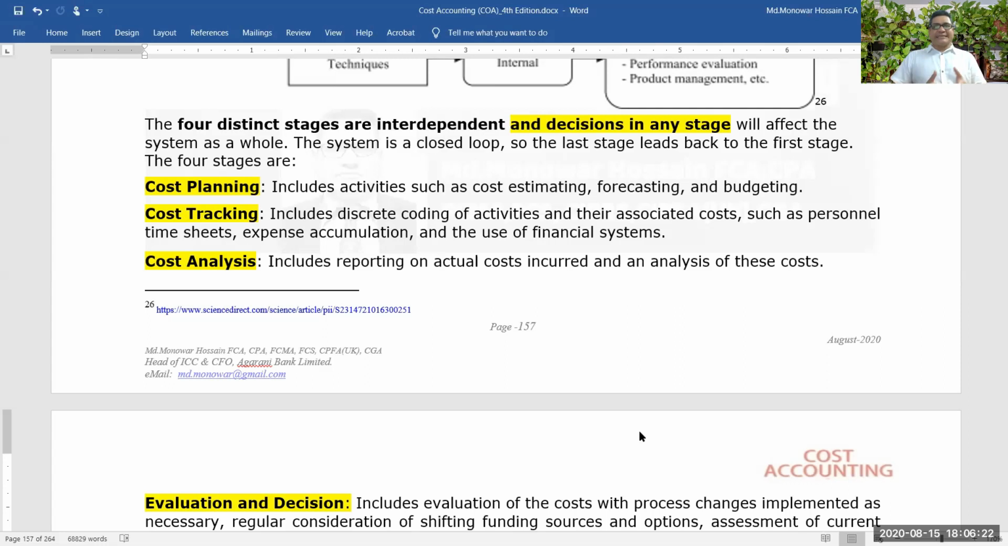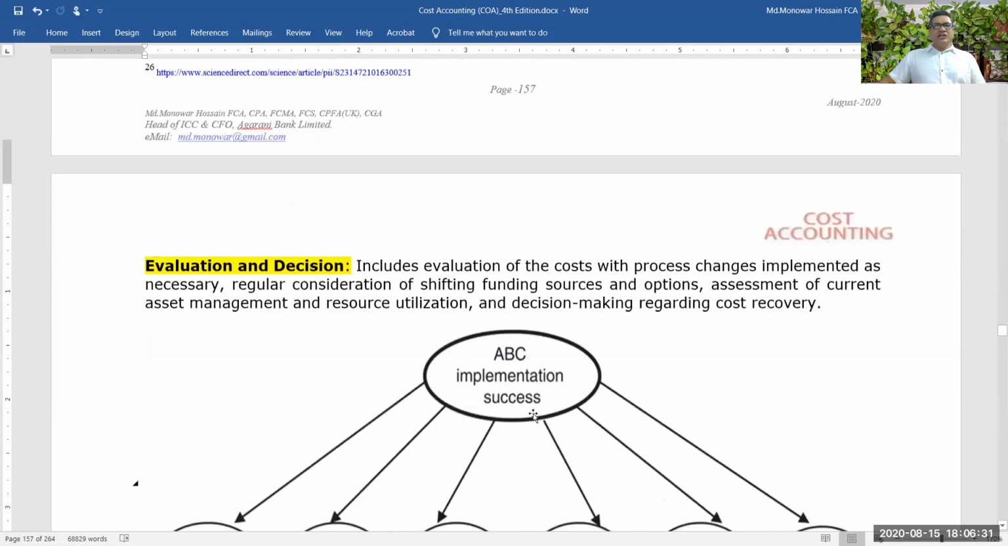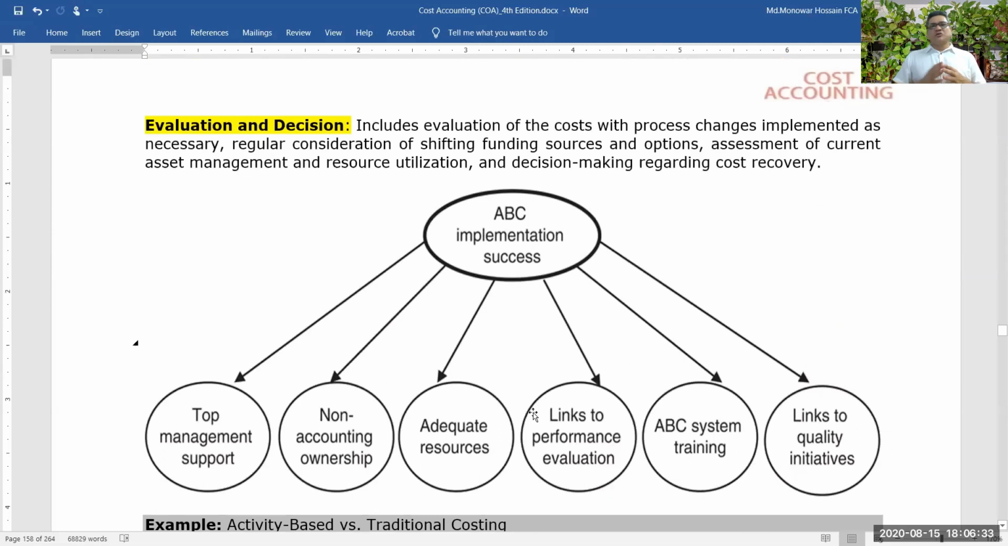And cost analysis includes reporting on actual cost incurred and an analysis of this cost. And evaluation and design includes the evaluation of the cost with process change, implementation as necessary, regular consideration of shifting funding, resource, and position, assessment of current assets management and resource utilization, and decision-making resource cost recovery.